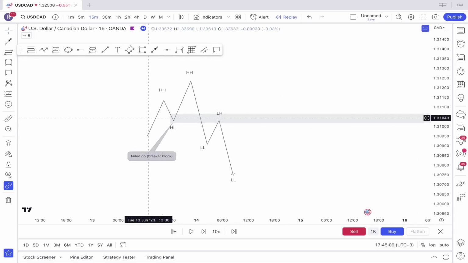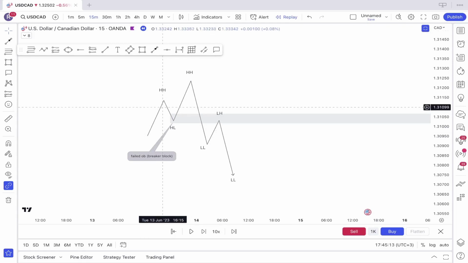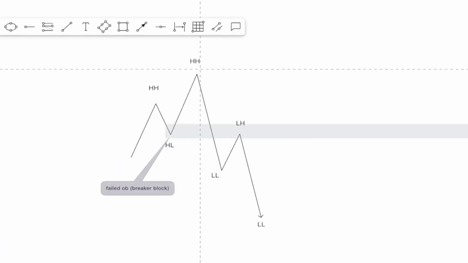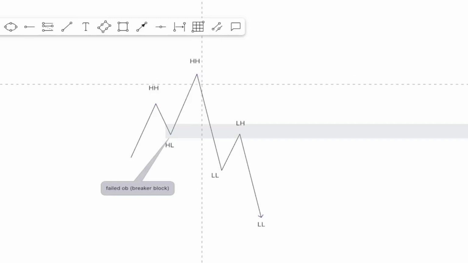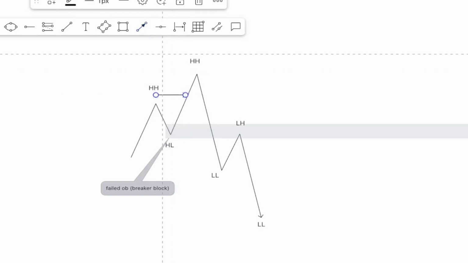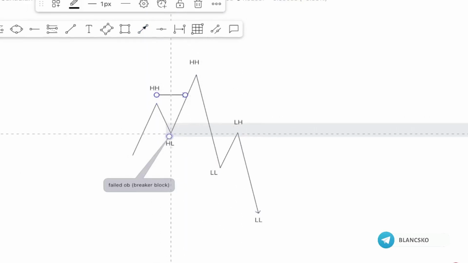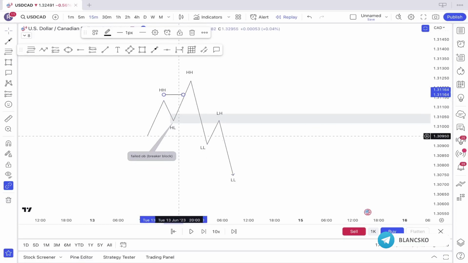So when price is moving upwards, it is basically in an uptrend, moving in a series of higher highs, higher lows, and higher highs. Okay, so once we have a liquidity sweep right here, followed by a change of character, because we break this higher low right here, okay, then we have a failed order block right here, or a failed demand level.